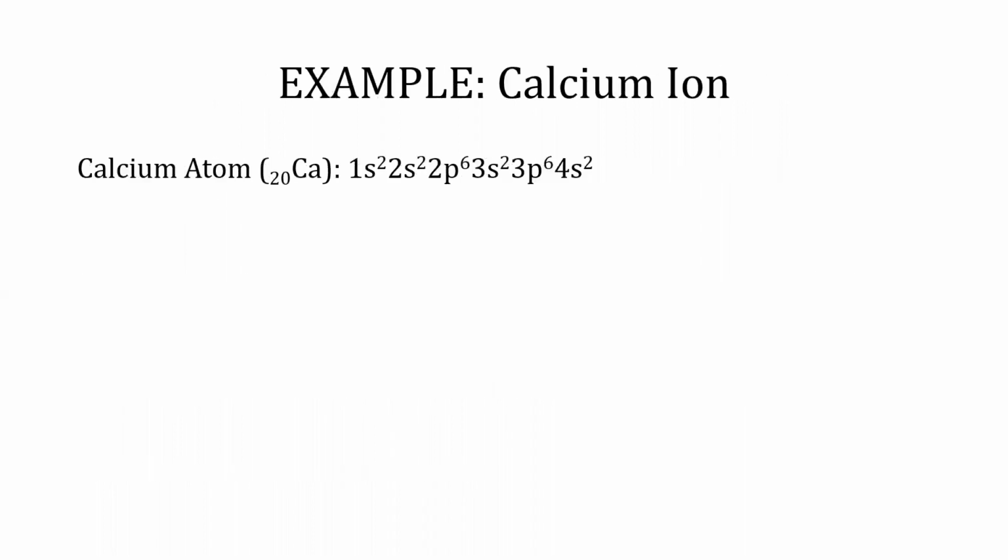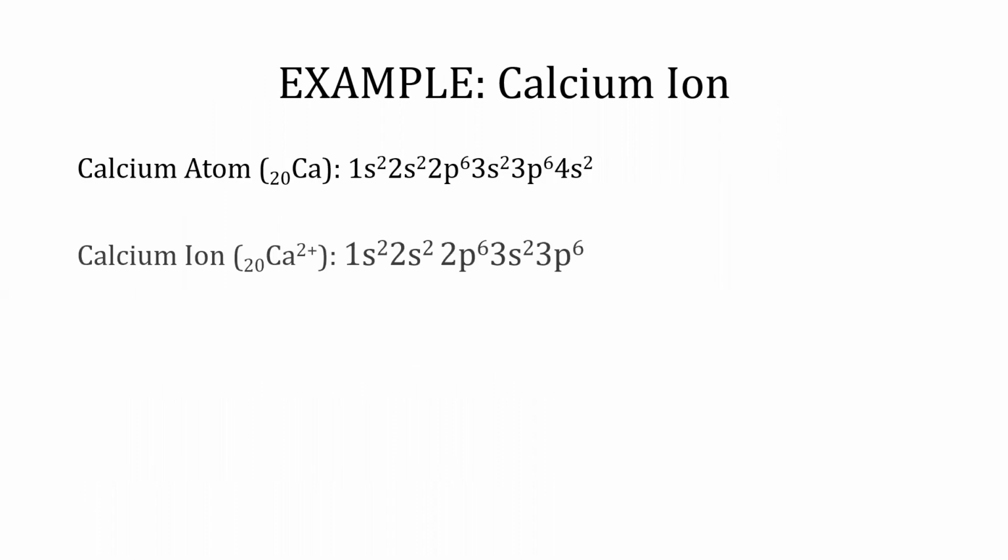The first example is calcium ion, or Ca2+. Calcium has a ground state electronic configuration of 1s2, 2s2, 2p6, 3s2, 3p6, 4s2. The calcium ion with a 2+ charge has an electron configuration similar to Ar, which is 1s2, 2s2, 2p6, 3s2, 3p6.